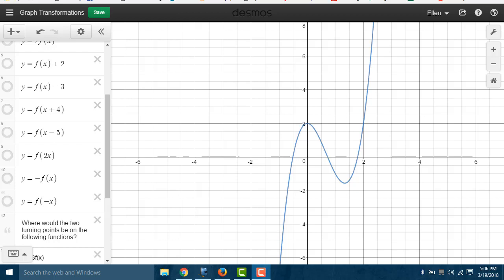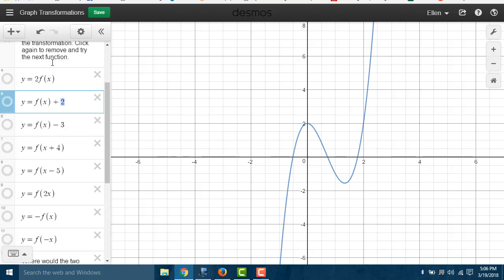In this video, we will be investigating graph transformations. How can we plot a graph quickly knowing some basic things? As you see on the screen, you have a function. We're going to call that f. So I'm going to click on this one and say, well, what happens when I add 2 to that function? What kind of graph do I get?